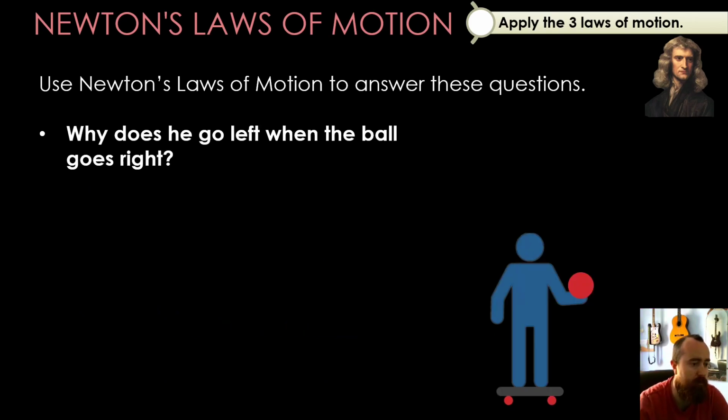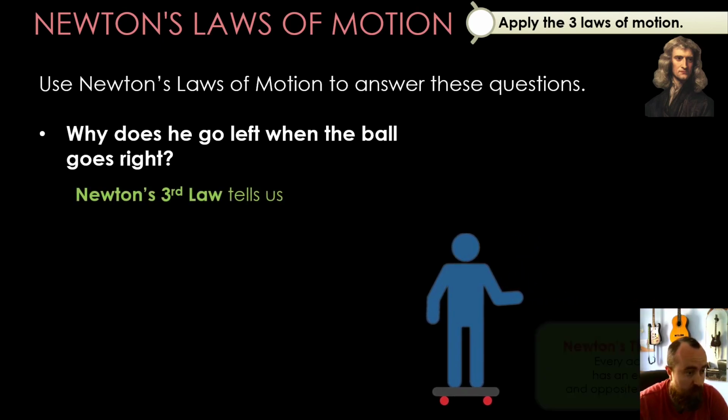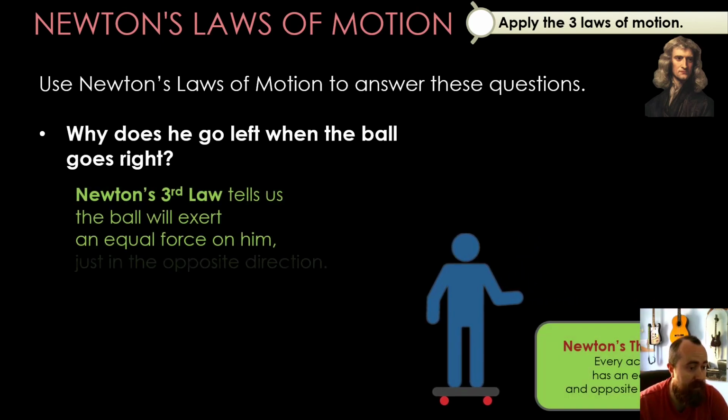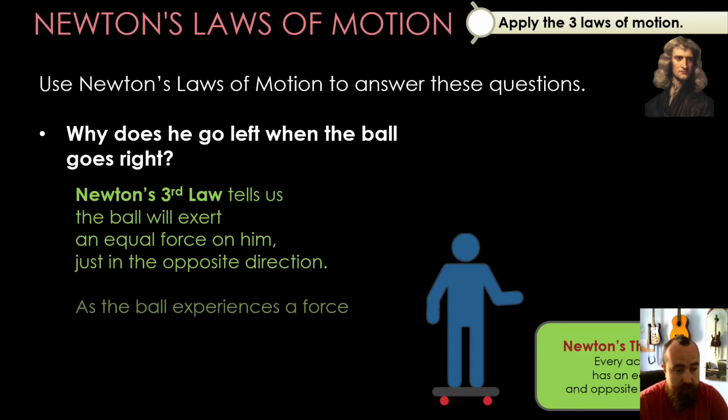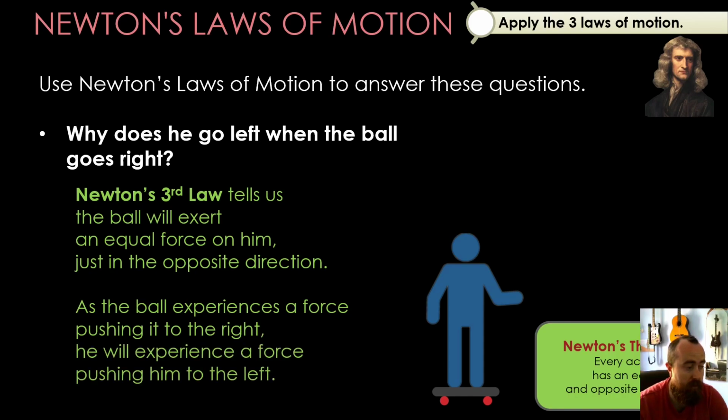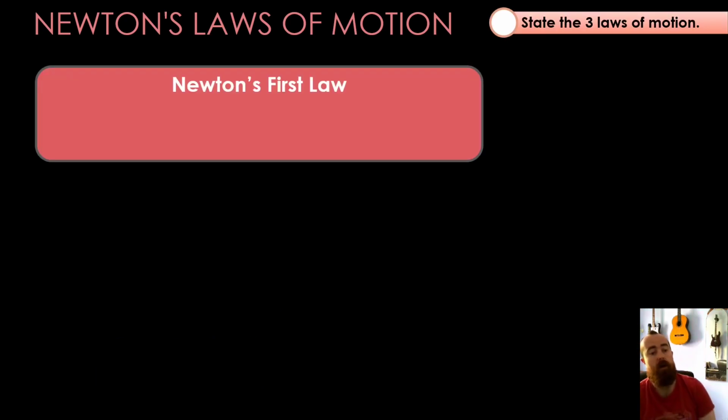Why does he go left when the ball goes right? Well, we need to bring in Newton's third law for this one. The ball will exert an equal force on him, just in the opposite direction. As the ball is pushing to the right, he will experience the ball pushing him to the left. That's that. So, Newton's three laws of motion.